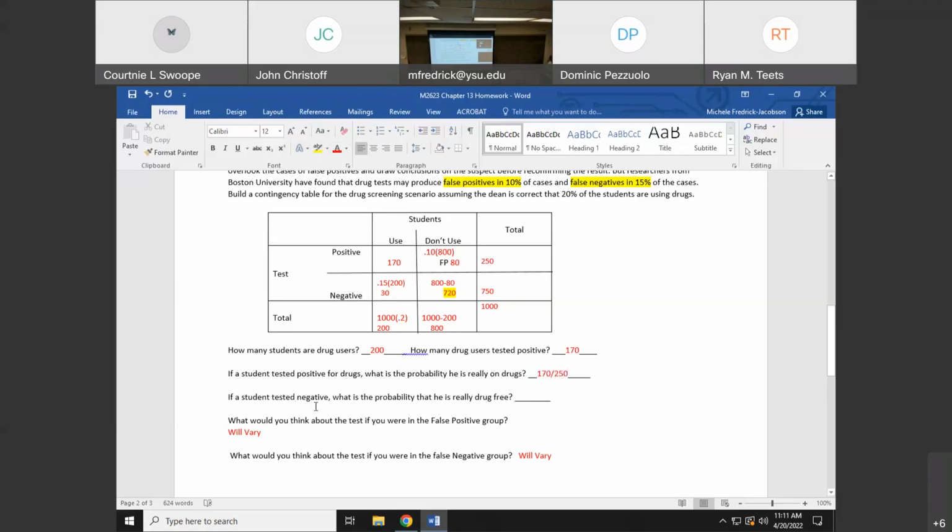If a student tested negative, what's the probability he is drug-free? So testing negative would be this row. Drug-free would be the 720. 720 and 750. Does everyone agree with that?